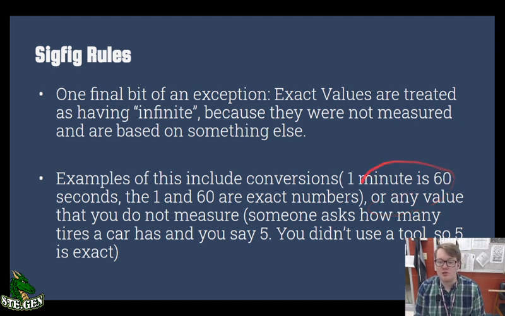It's also any value that you don't measure. So for example, if I asked you how many tires a car has, and you say 5, you didn't use a tool to measure that. You just used your perception of the universe around you to determine that there were 5 tires for that car. So you don't need to assign a value of significance to it. It's an exact value. Or if you asked how many students were in the room, you could count that number. It wasn't measured. A tool did not give you that number, so you don't need to assign sig fig values to that number. Okay, also 5 comes from 4 and then the spare in the back, just so we're clear.